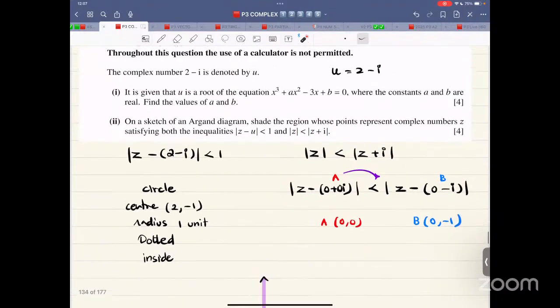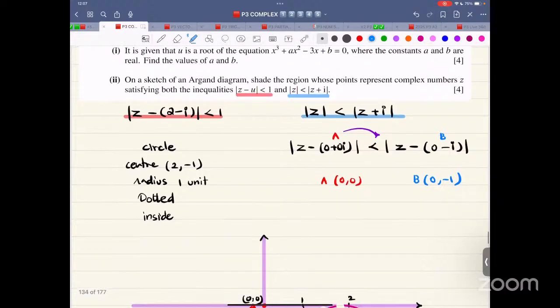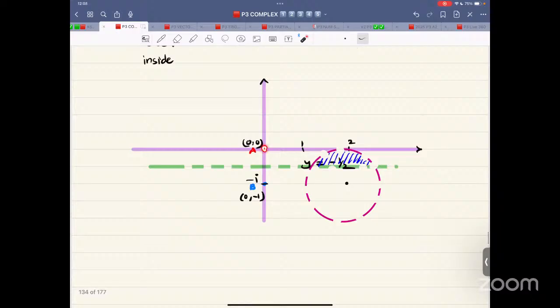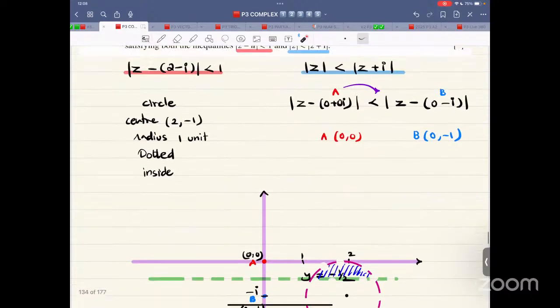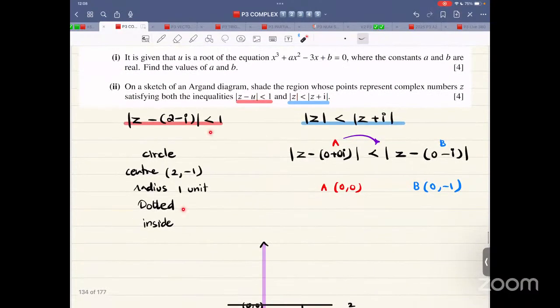Something like this. This one, there are two inequalities. Let me shade it. The first one is this, Z minus U modulus is less than 1. U is already given over here. The other one is Z modulus is less than Z plus I modulus. That is a perpendicular bisector, which is very easy to evaluate because this is 0, 0, this is 0 minus 1, and this is the perpendicular bisector, y is equal to negative half. So I've taken this thing to be 1 unit just to get the diagram to be a bit bigger. Inside the circle, dot it.